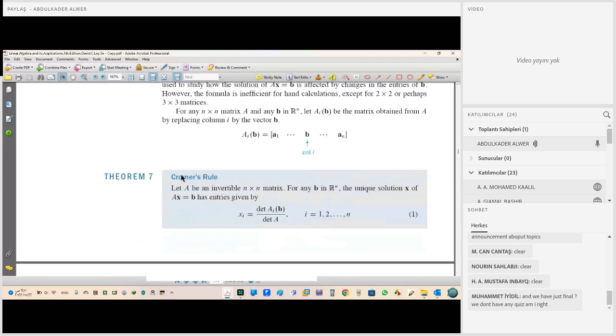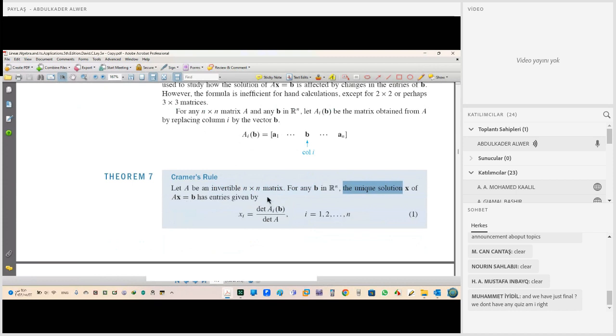What is the Cramer Rule? If A is invertible, that means the determinant is not equal to zero, and it is an n by n square matrix. Then for any b, there is a unique solution x of Ax = b, given by the following.